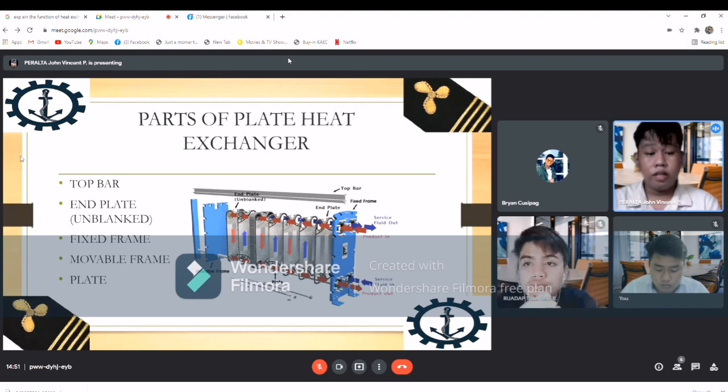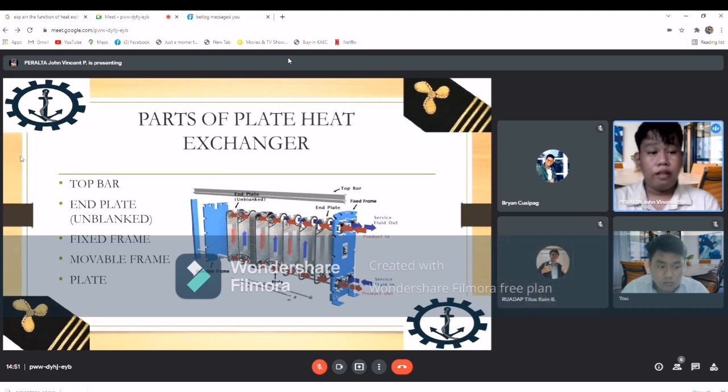Next is the end plate. This end plate is the upper part of our plate. Earlier we had the upper part of the heat exchanger. This end plate is the upper part of our plate, of which we have two kinds.